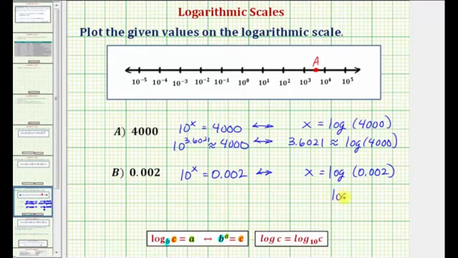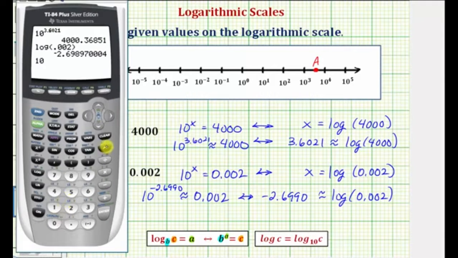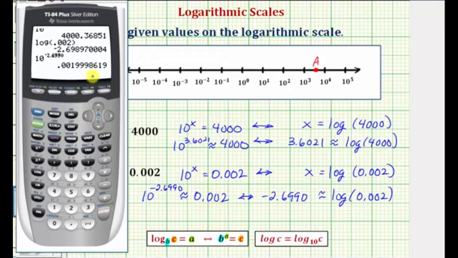So we know common log of 0.002 is approximately negative 2.6990, which also tells us that 10 raised to the power of negative 2.6990 is approximately 0.002. And again, let's go ahead and verify this on the calculator. So 10 raised to the power of negative 2.6990 should give us approximately 0.002, and notice how it does.